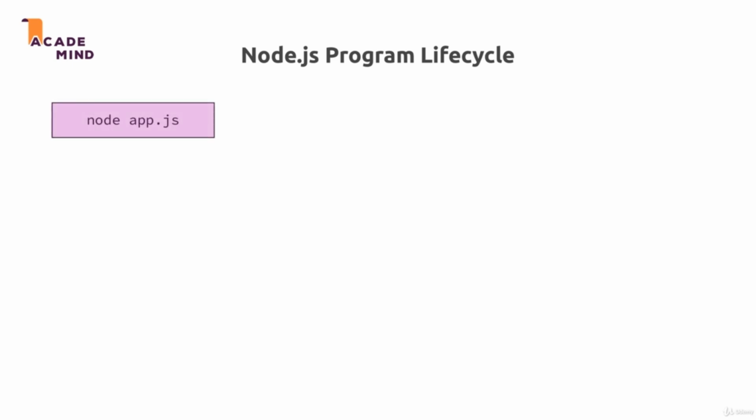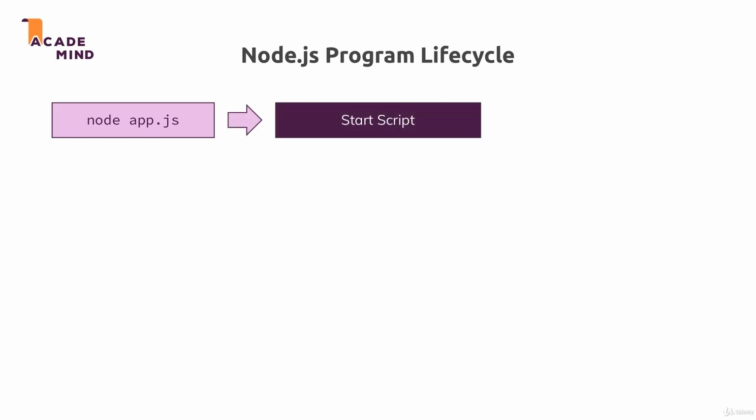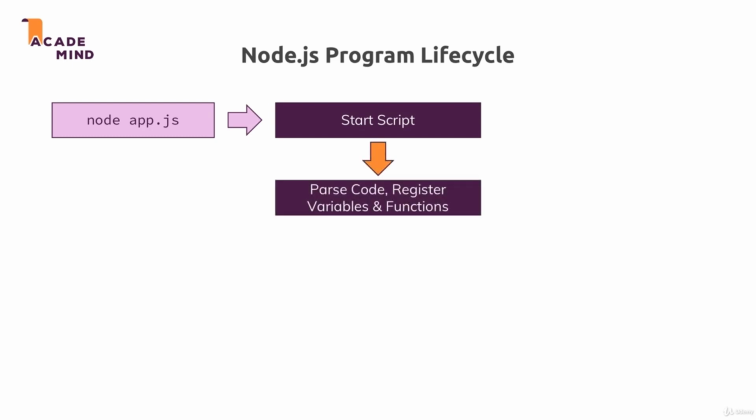We executed that file with node app.js because our file was named app.js. And this essentially started the script where Node.js went through the entire file, parsed the code, registered the variables and functions, and so on. So it basically read our entire code and started executing it.